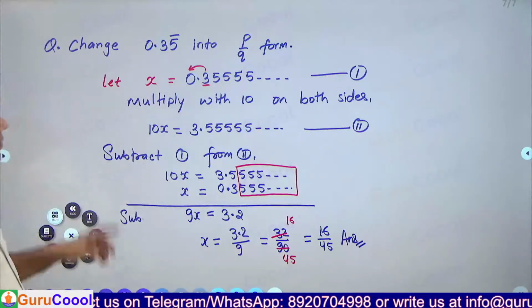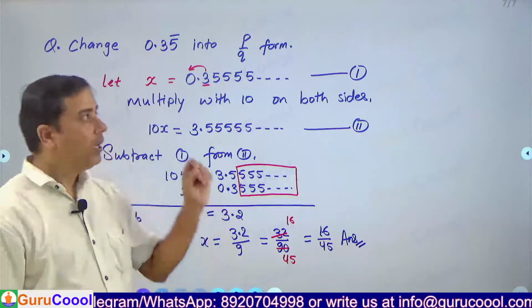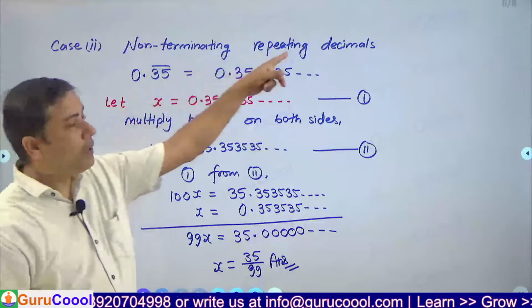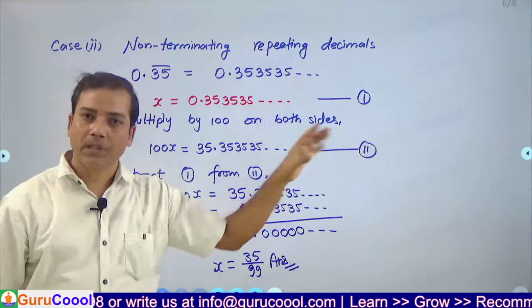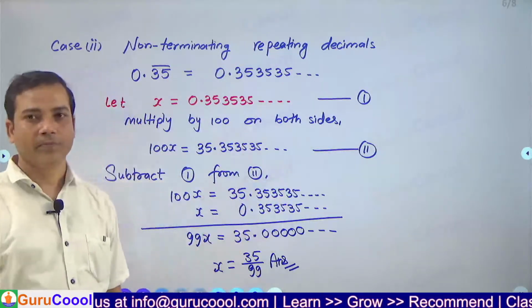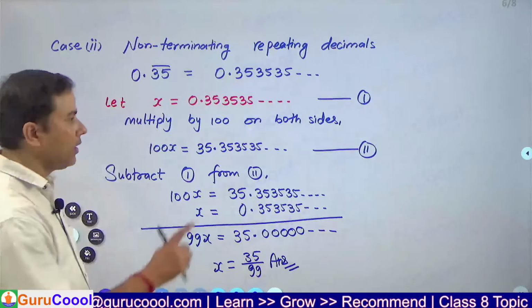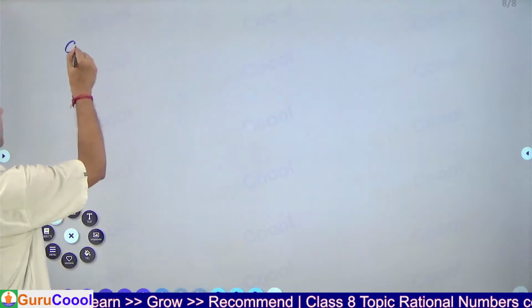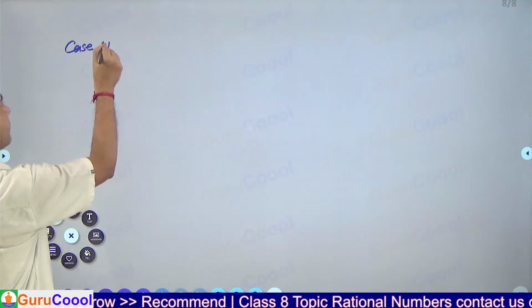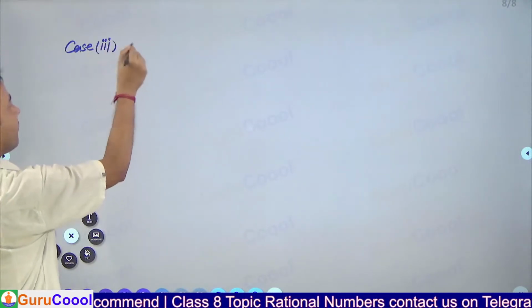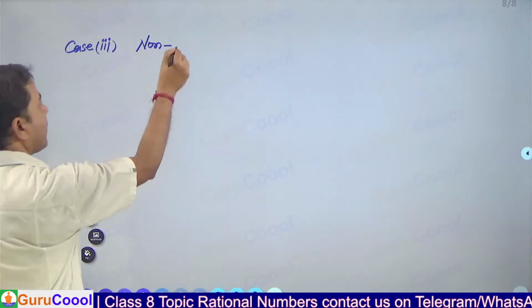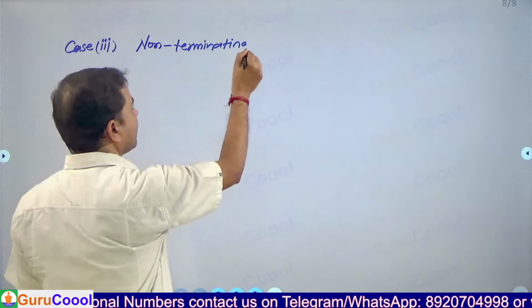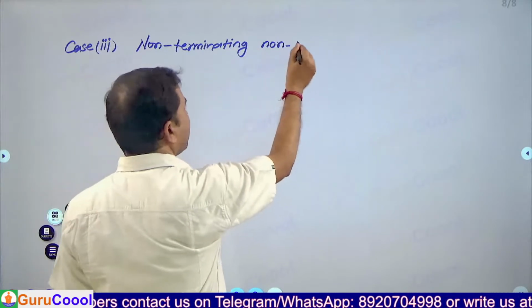Okay. So we have learned how to change non-terminating repeating decimals into p by q form. Is that comfortable for you? Yes, sir. Now the third type of decimal. Case 3. Non-terminating, non-repeating decimals.